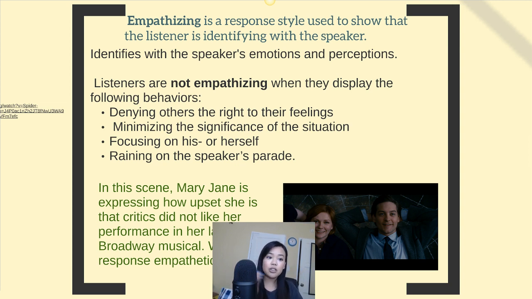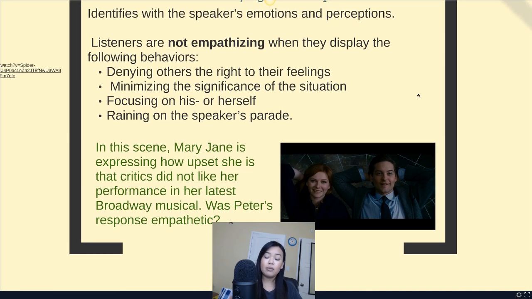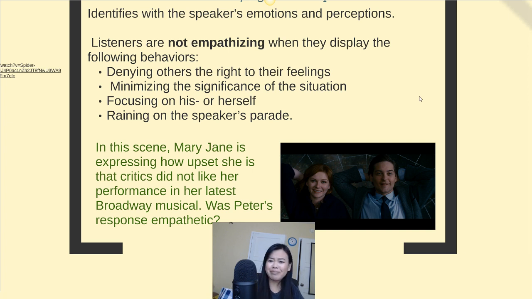And so listeners are not empathizing when they're doing the following things: denying others the right to their feelings. So when you tell someone you feel sad about that, "That's stupid. You shouldn't feel sad about that." That's denying other people the right to their feelings. If someone is sad about something, then they have a right to be sad about it, right?